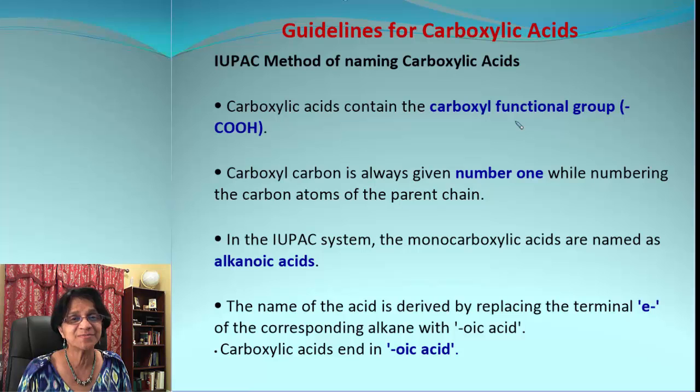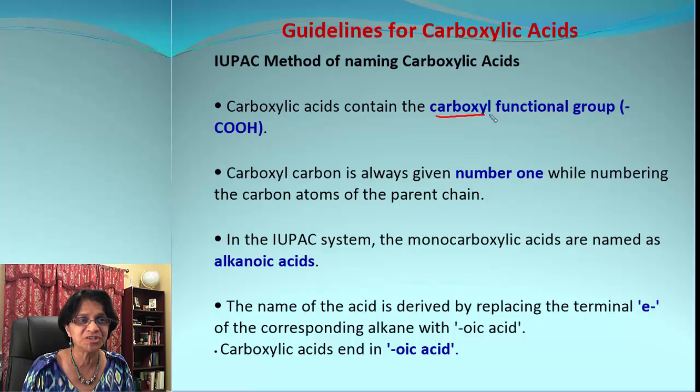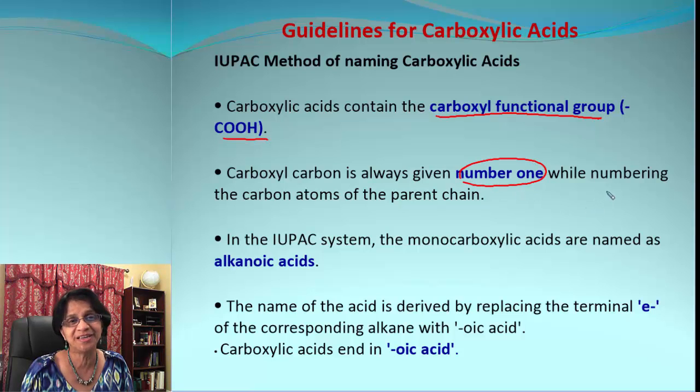Before that, there are some guidelines for naming carboxylic acids. Let's review those. Number 1, they all will contain a functional group, which is the carboxylic functional group, or COOH. For the numbering of carbon atoms, the carboxyl carbon will always be number 1. That's the way we are going to begin numbering the carbon chain.